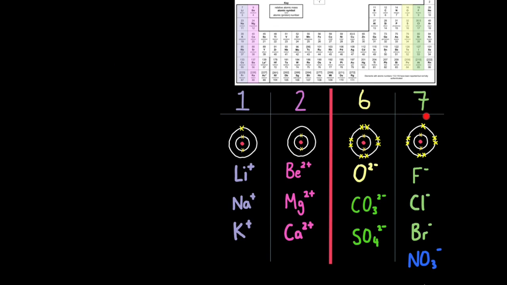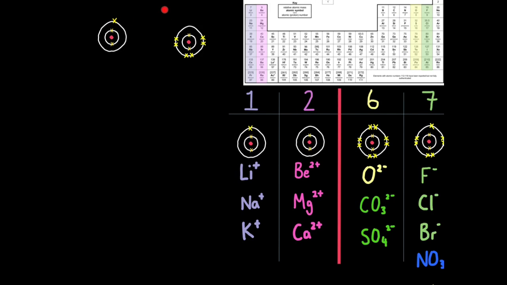So group 1 with group 7, easy. Group 2 with group 6, easy. Where it gets a little bit more complicated is where we react group 1 with group 6 or group 2 with group 7. So here we have a lithium atom with 1 electron to give, and we have an oxygen atom which requires 2 electrons. So instantly there's a problem, because obviously lithium can give that 1 electron to the oxygen, but it's still not satisfied. It still needs another electron. So where does that come from?